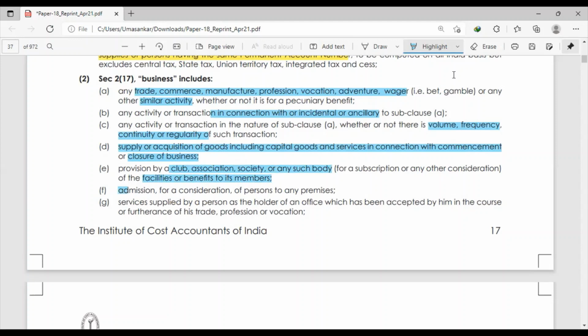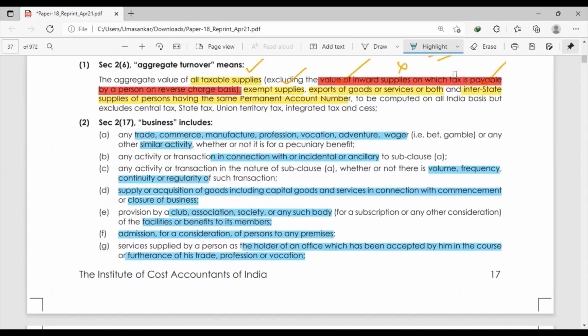Next, admission, for a consideration, of persons to any premises. For example, you are given admission on paying some consideration to any premises. Premises you can consider, cinema hall, theater, amusement parks, museums. So that is also considered business. Next, services supplied by a person as a holder of an office, which has been accepted by him in the course or furtherance of his trade, commerce, profession, or vocation. Okay. Now we'll go deep into it.